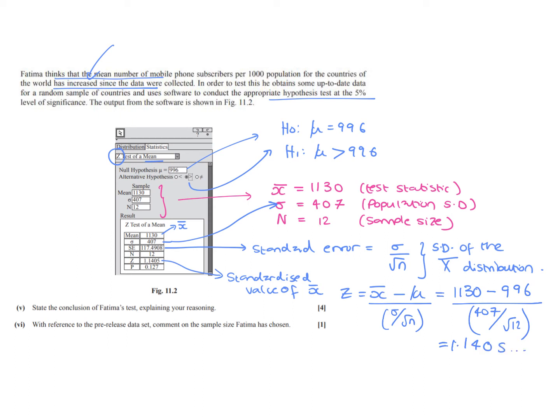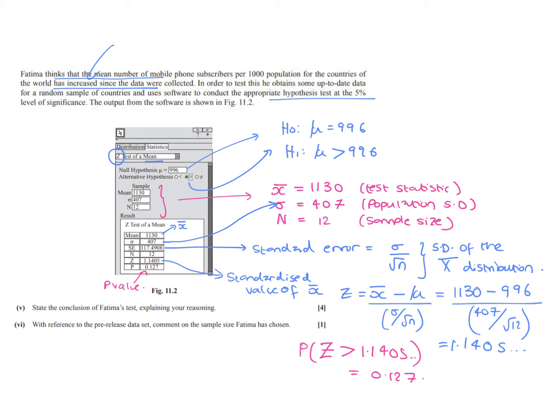So the z value is based on the x bar value. And then what's this here? This is the p value, 0.127. So that number here is the probability that z is greater than the z value of 1.1405, and that's equal to 0.127. You can check that on your calculator yourself.